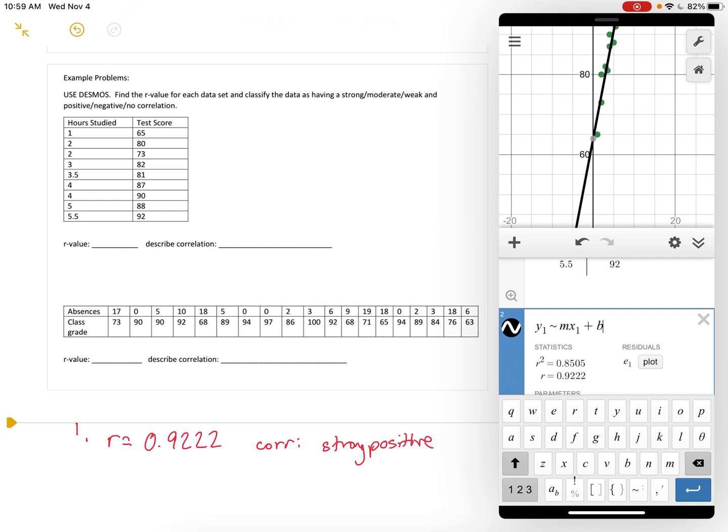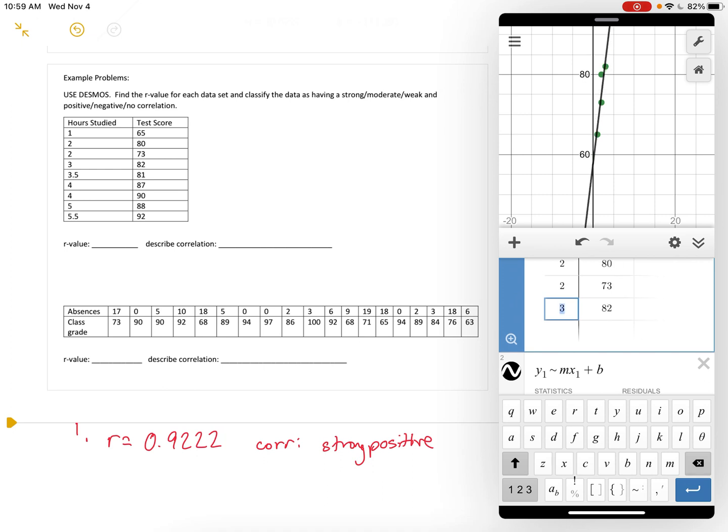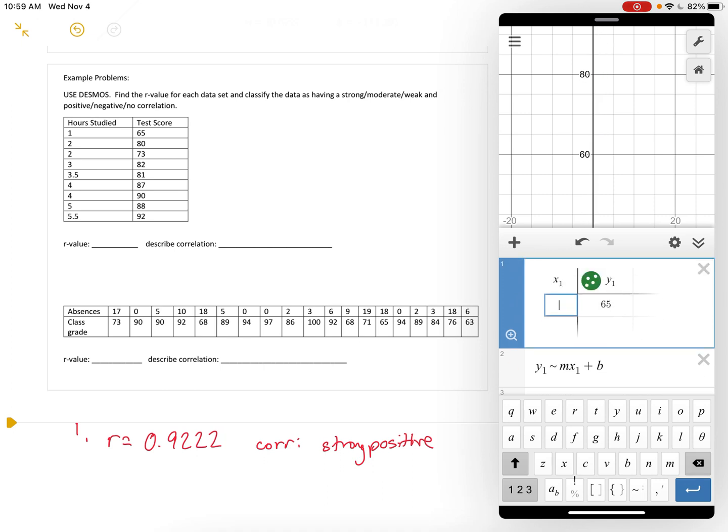Something you can do to save yourself some time, as long as you've got this equation typed in correctly, is go back into your table and hit your backspace or delete key to make your table go away. And now we're going to enter in our new table.